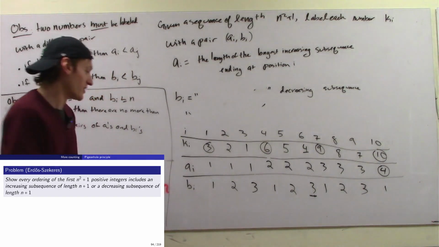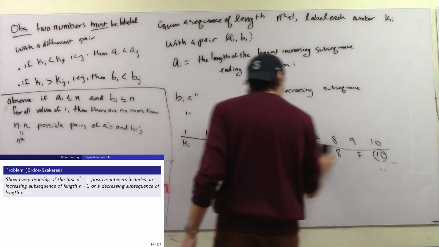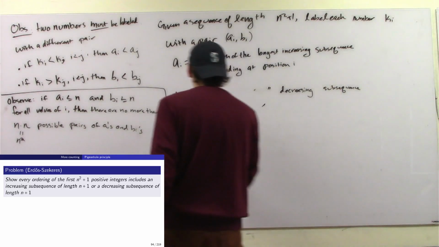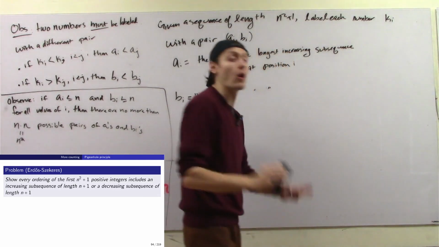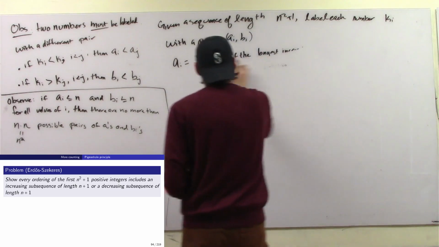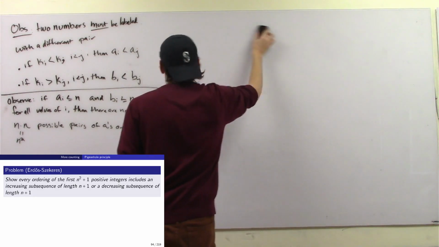So this shows the Erdős–Szekeres theorem. I sort of showed it in this tabulation, but we can explicitly see that it's possible to have only n squared numbers and have no increasing or decreasing subsequence of length n plus 1.